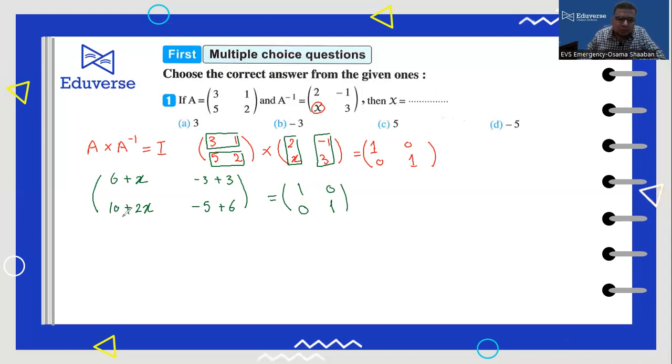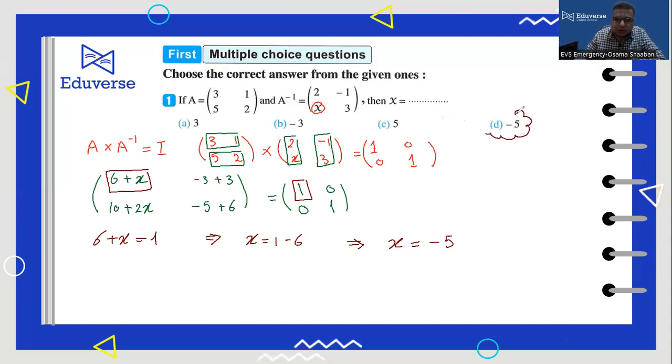So, we studied equality between two matrices. Yes, 6 plus x equals 1. So the element 6 plus x here equals the corresponding element in the other matrix, 1. So 6 plus x equals 1, then x equals 1 minus 6, then x equals negative 5. So you will choose negative 5.